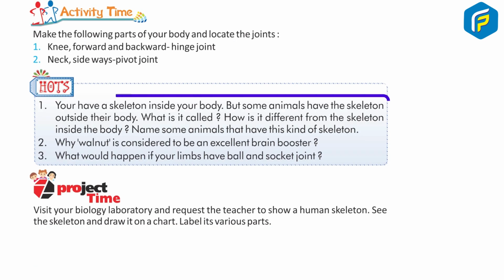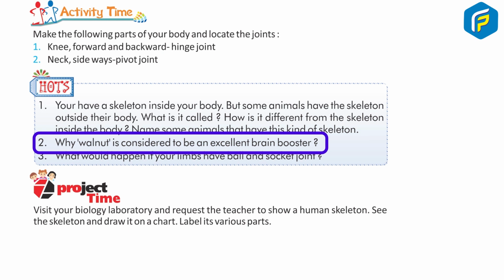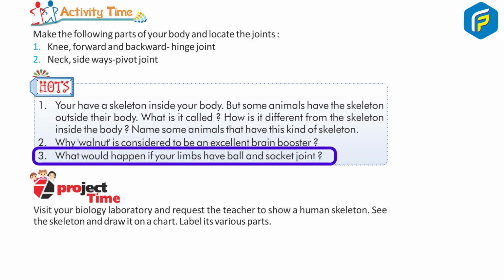Hots. 1. You have a skeleton inside your body, but some animals have the skeleton outside their body. What is it called? How is it different from the skeleton inside the body? Name some animals that have this kind of skeleton. 2. Why is walnut considered to be an excellent brain booster? 3. What would happen if your limbs had ball and socket joints?